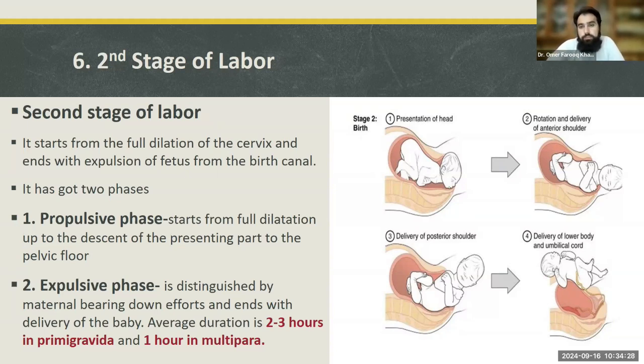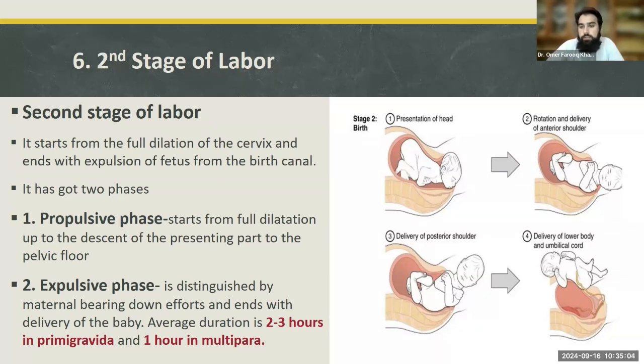So in the stage two birth, the baby's head has started descending. So there is presentation of the head, and you can see the baby's head when you examine the woman's birth canal through the vagina. And then there is the rotation and delivery of the anterior shoulder after the head is delivered. Then there is delivery of the posterior shoulder. So these are the basic maneuvers which all trained birth attendants, midwives, obstetric nurses, or gynecologists are taught, and they should know. And then the delivery of the lower body of the baby and umbilical cord.